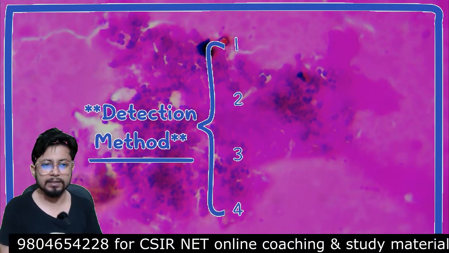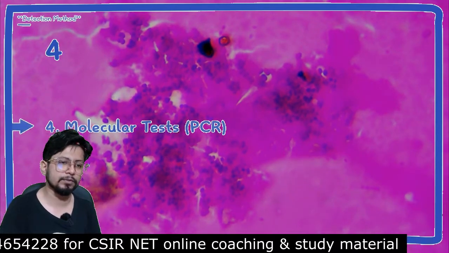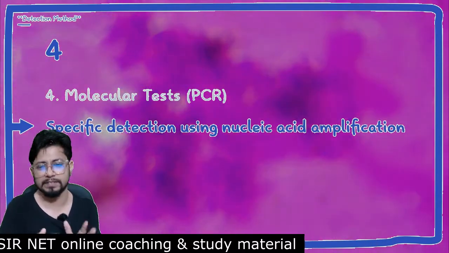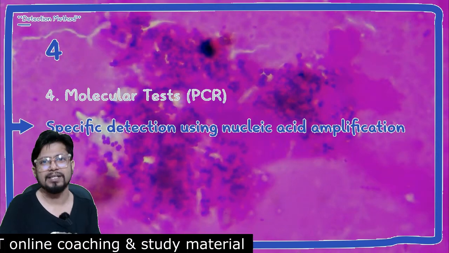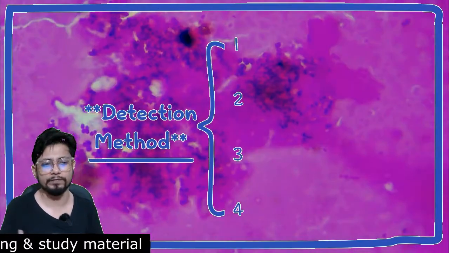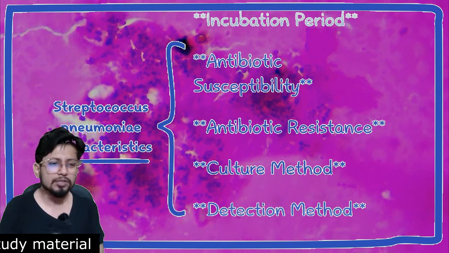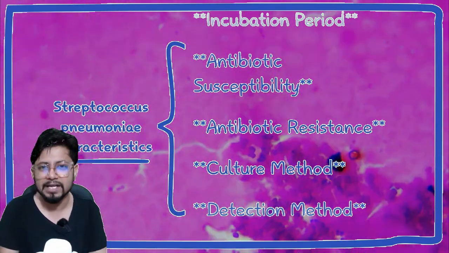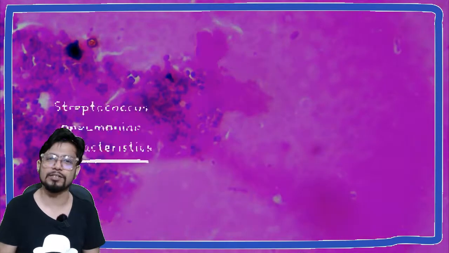And the fourth detection method that we can use here is a molecular test. PCR can be utilized to detect the presence of the specific nucleic acid sequence of Streptococcus pneumoniae. So these are all the 4 different detection methods that we have. In a sense, this is a basic overview of the Streptococcus pneumoniae characteristics and the details about Streptococcus pneumoniae microbiology.